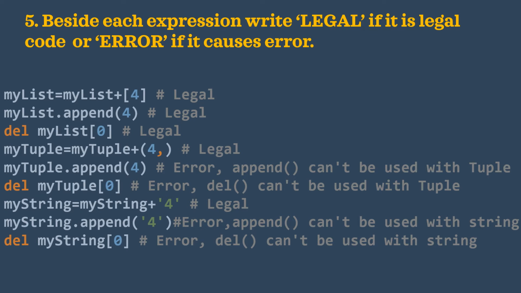Next one is delete my string within square brackets 0. That means it is trying to delete the character which is present at the 0 index number. But this will give you an error because the delete function cannot be used with a string.